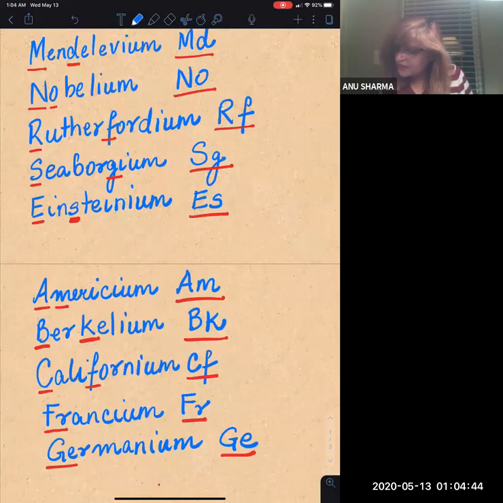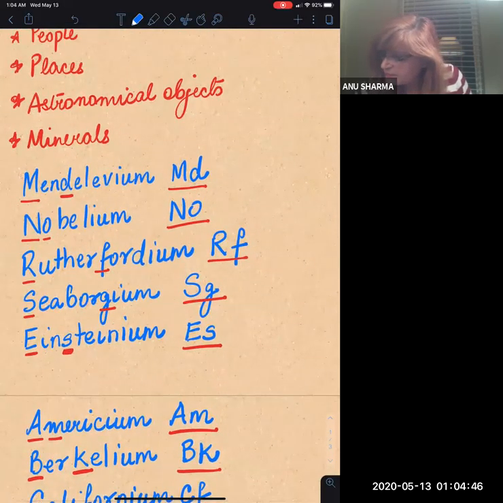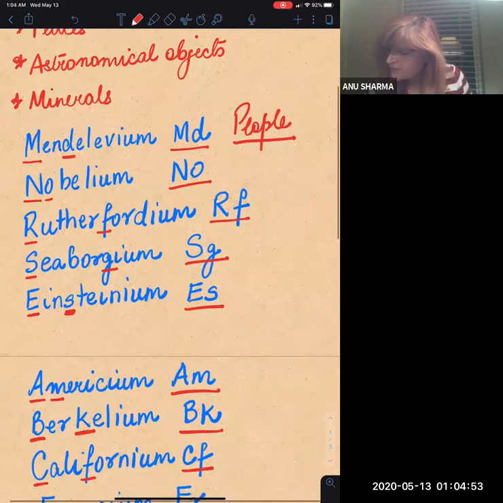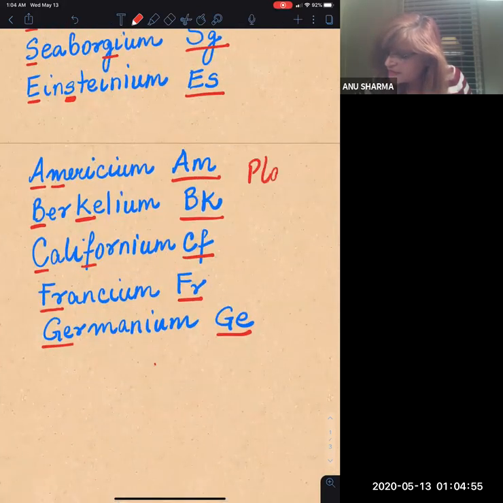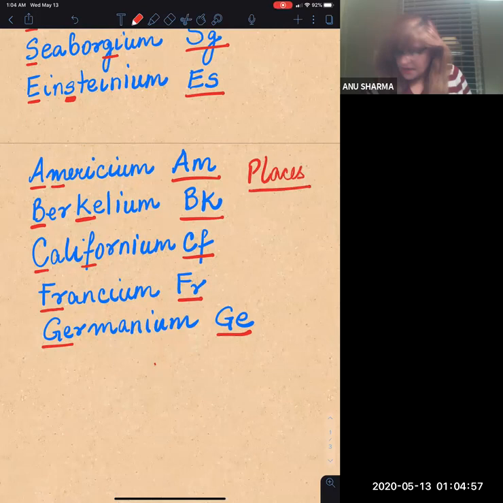Besides that, these are the names behind the people. These are just some of the examples I'm giving you. So these are just the names after the people. These are the names after the places. Let's do a few more places.